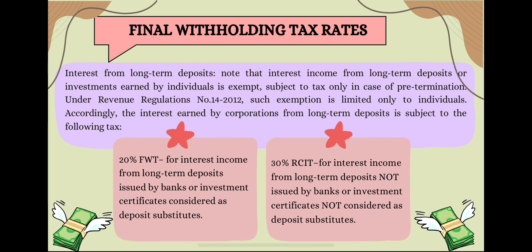The next one is 30% regular corporate income tax or RCIT. This is for interest income from long-term deposits not issued by banks or investment certificates and not considered as deposit substitutes. So some examples of this are interest earned from bonds and income earned by business.